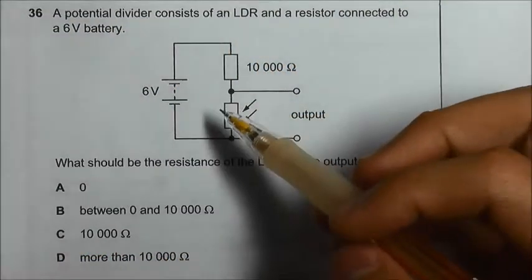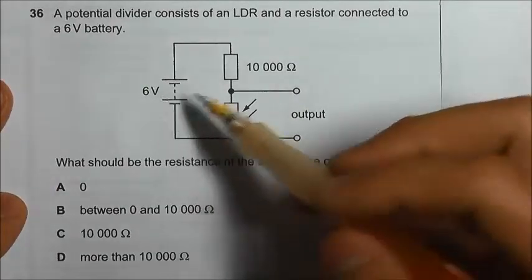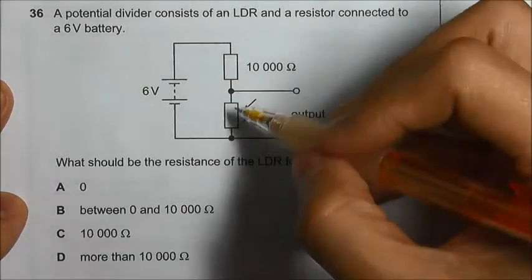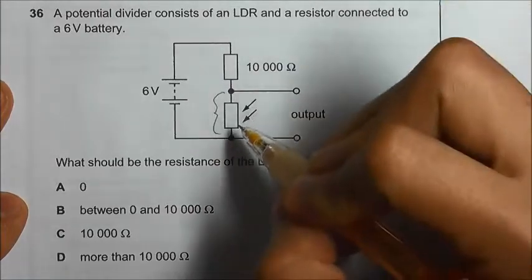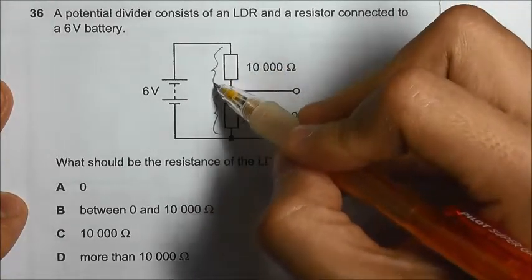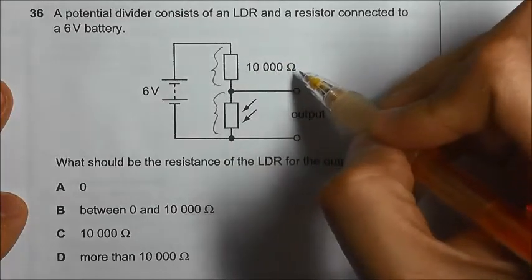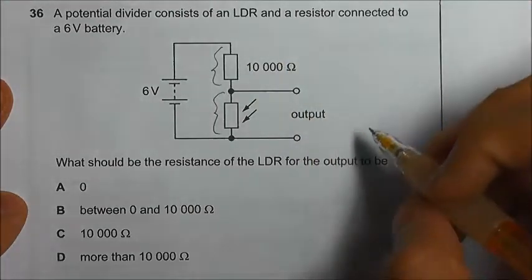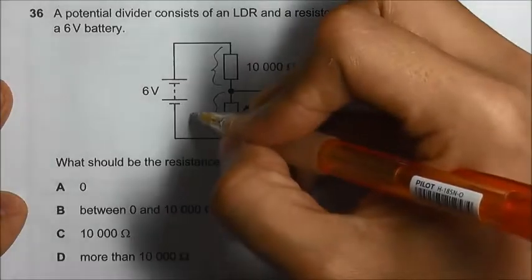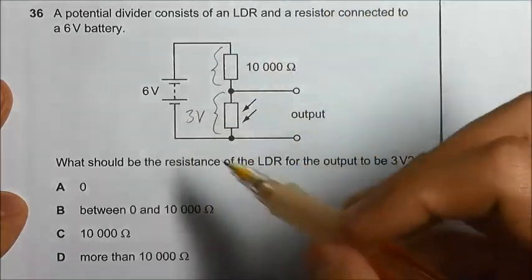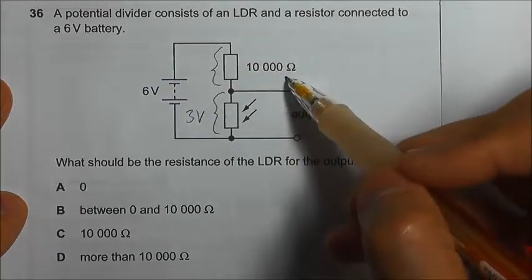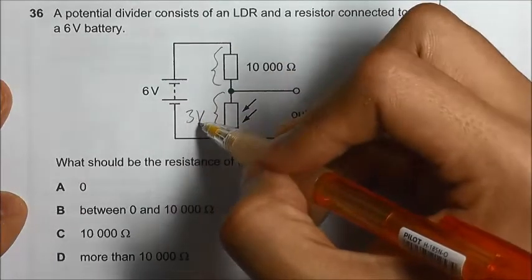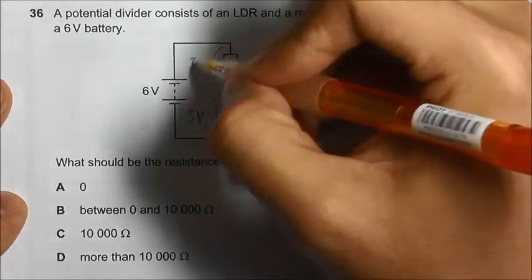Okay, we have a total voltage of 6 volts here, and the voltage is being split up between the LDR and the fixed resistor of 10,000 ohms. So now we want the output to be 3 volts. Okay, if the output is 3 volts, the voltage across the fixed resistor has to be 6 minus 3, which is also 3 volts.